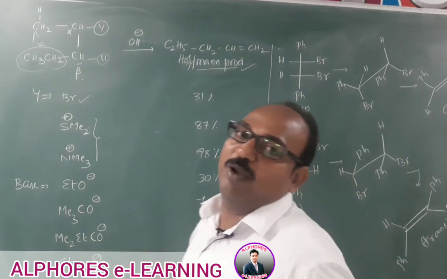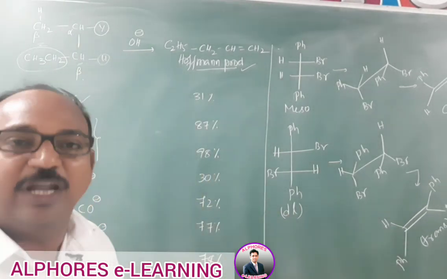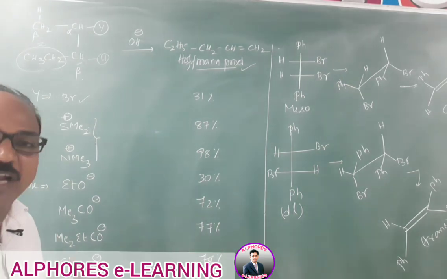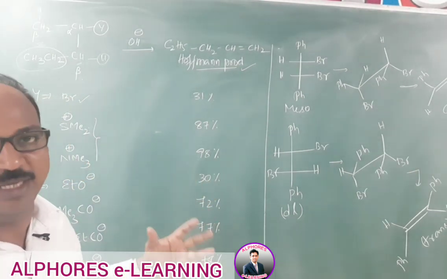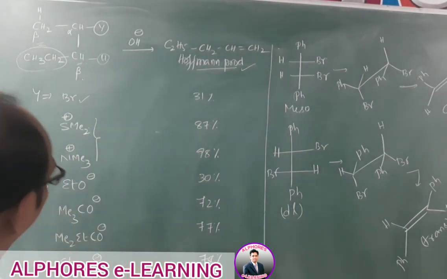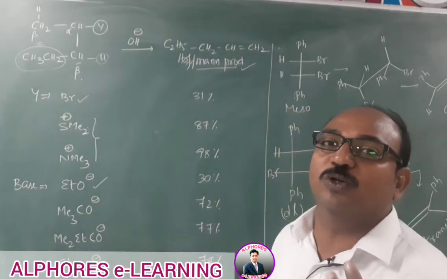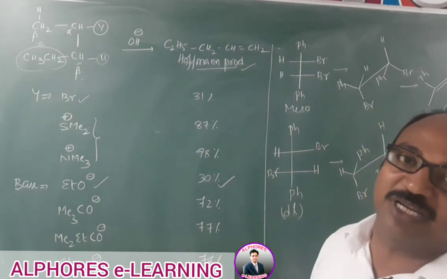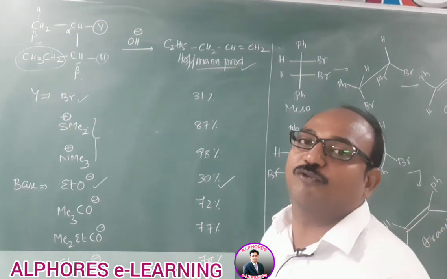And Hofmann elimination takes place because of two reasons. One is if the leaving group or departing group is a poor leaving group. And the second factor is if the approaching base is more bulky. So here I compare bases also. One is ethoxide ion. When I use ethoxide ion as a base, the product we get is 30% Hofmann product. The remaining 70% is Saytzeff product.